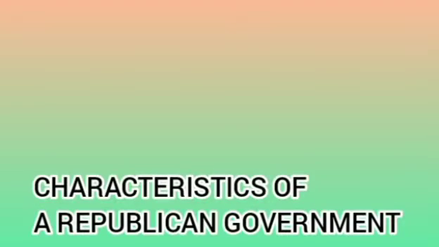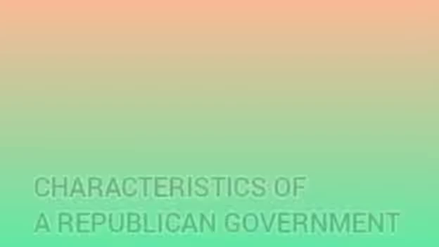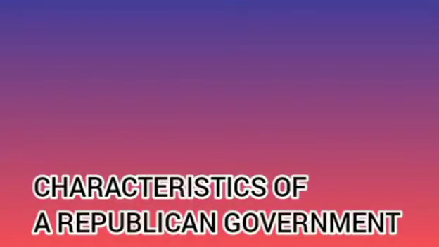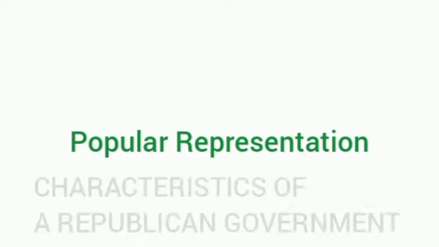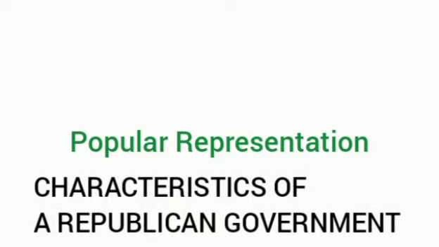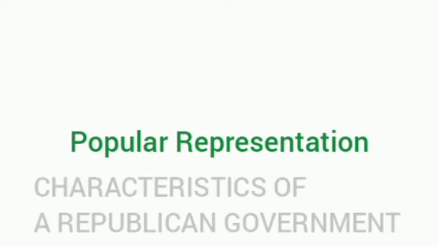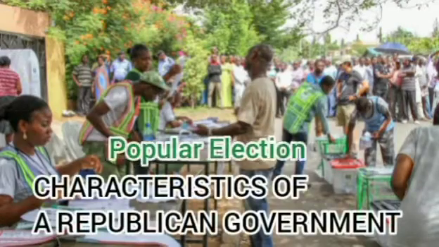Now, let us see the characteristics of a republican government. Are we together, class? Okay. Students, the first characteristic of a republican government is popular representation. Can you say it? Popular representation. A republican government is based on popular representation. What this means is that different interests in a society are represented by elected representatives.